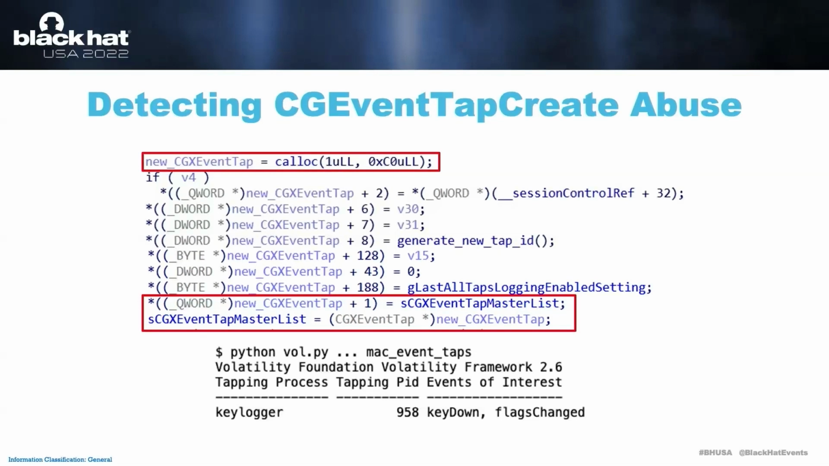So we have a new plugin called mac_event_taps. It looks inside of the WindowServer process. It finds this event tap master list, and then it just prints out all the entries. And this is another one where on a clean system, you shouldn't have any keyloggers active or things monitoring other hardware devices. Why would you? So you can see in this case, the plugin's reporting the fact that we found a keylogger, the PID, and then what it's looking for.